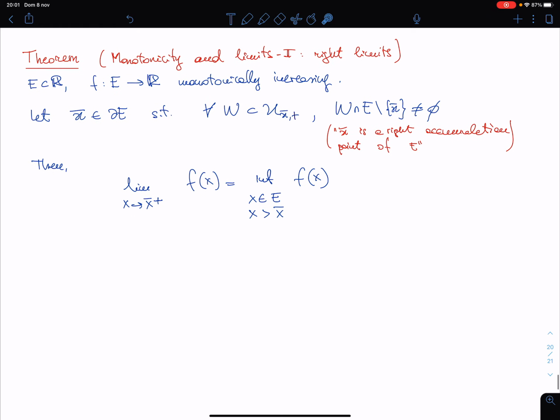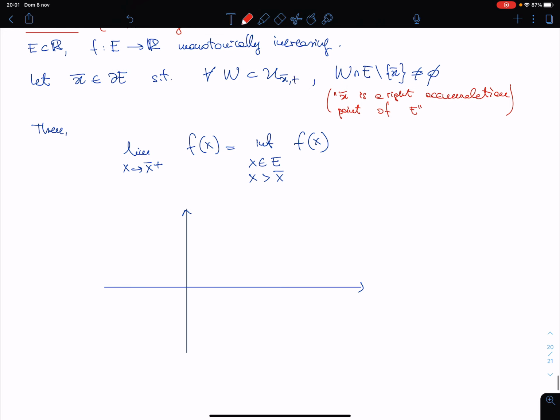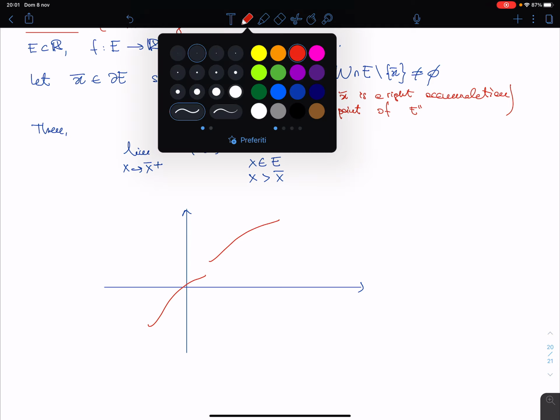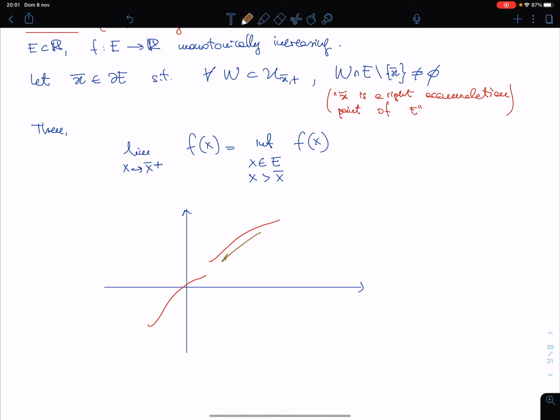And let me consider the picture here. Picture here is very simple. Again, the function is monotonically increasing, but this time we are taking the limit from the right. So we go towards x tilde. And you see, when you go towards x tilde, you are declining here. We are going towards lower values, and this is why at the end you find the infimum.